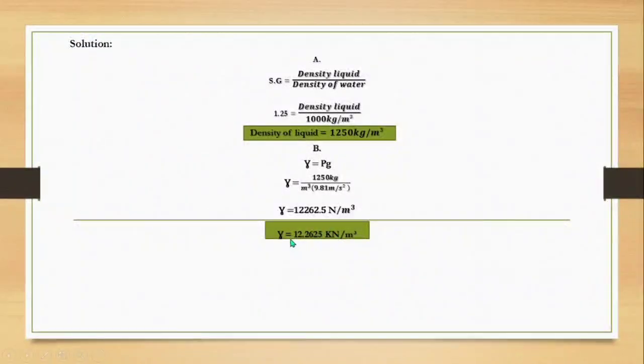So our answer is 12.2625 kN/m³. That is our final answer for the specific weight.